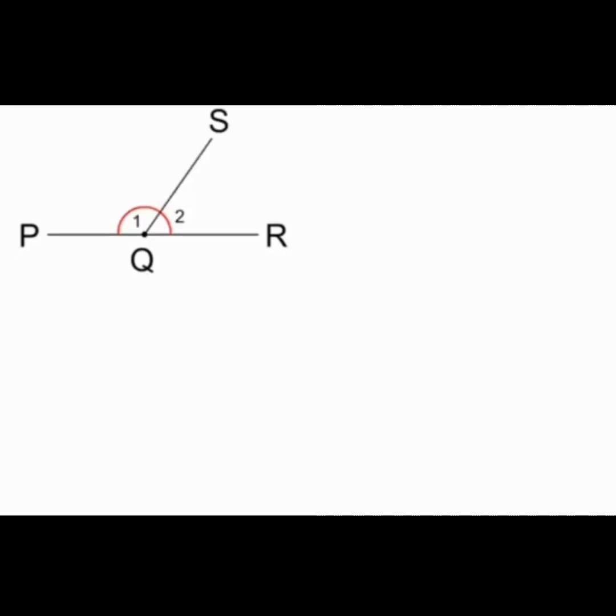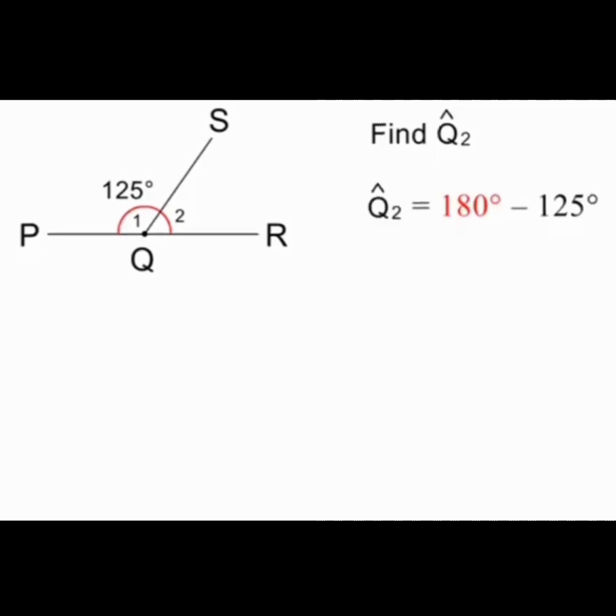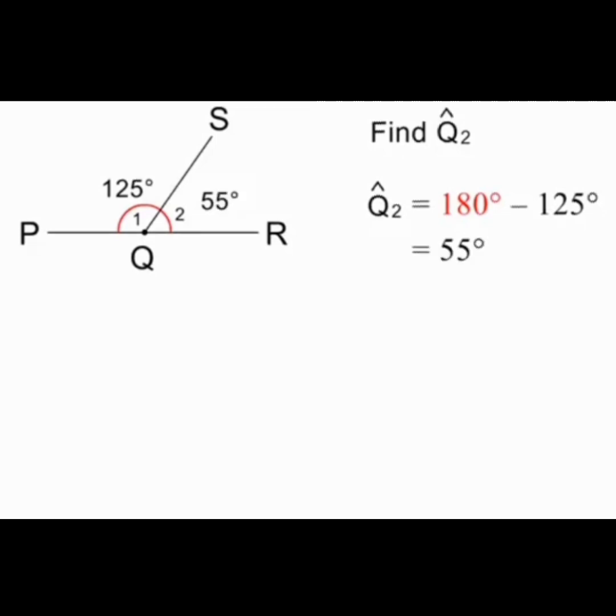If I now add the line QS to the sketch, we get two adjacent angles, angle Q1 and angle Q2. If angle Q1 equals 125 degrees, what will the size of angle Q2 be? To find this angle, we subtract 125 degrees from 180 degrees. Angle Q2 is therefore equal to 55 degrees.